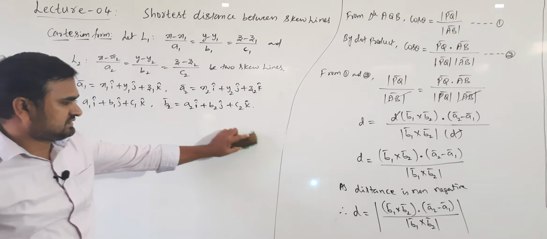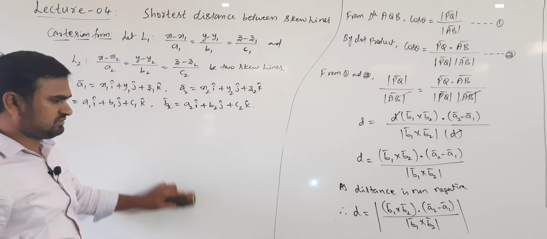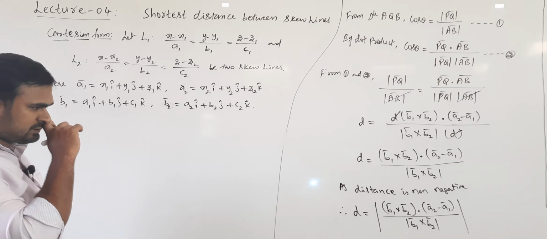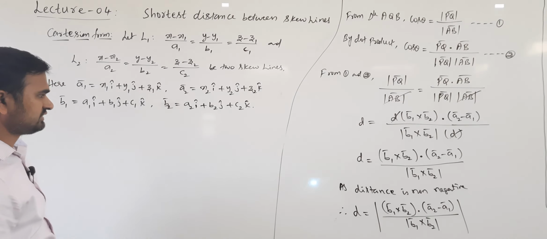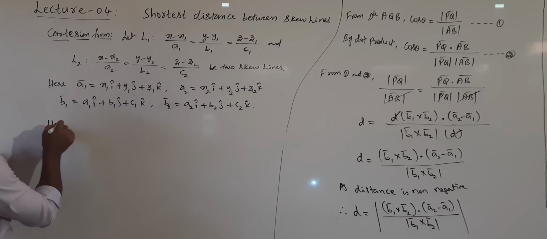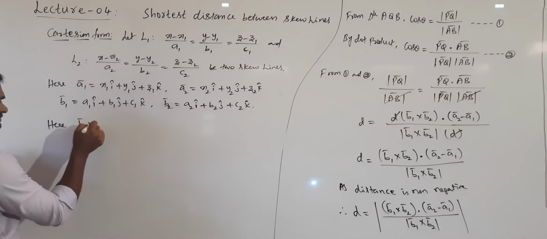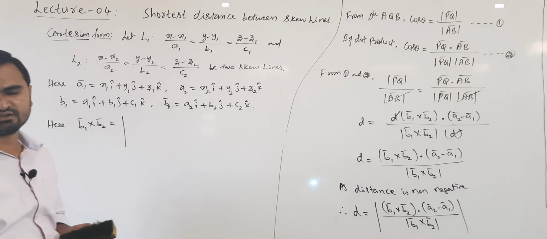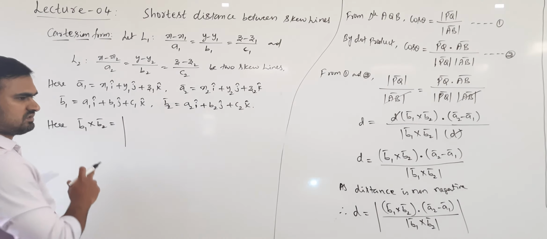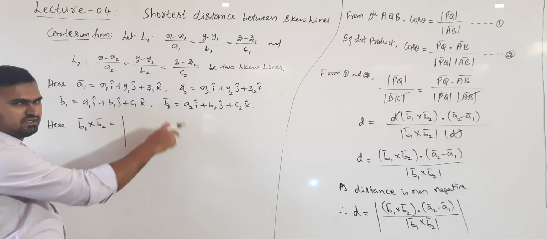Now substitute in this vector form. d equal to b1 cross b2 dot a2 minus a1 divided by magnitude of b1 cross b2. So here what is b1 cross b2? First we will find this cross product. How to evaluate cross product? We know a bar cross b bar can be evaluated by using determinant.